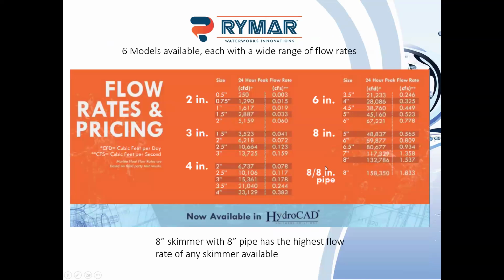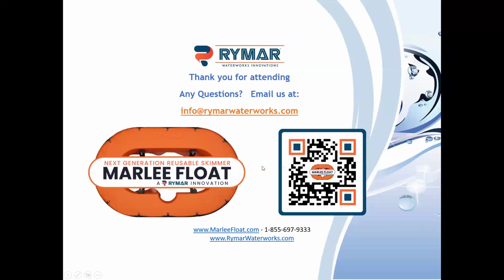We do have 8 versions. I'd like to point out, we have 2 different 8-inch skimmers. Our standard 8-inch uses a 6-inch pipe to connect to the riser, and our 8-inch with an 8-inch pipe has the highest flow rate of any skimmer out there, almost 2 CFS, 1.8 CFS, which is about double most other 8-inch skimmers. And like I said, I flew through that one.